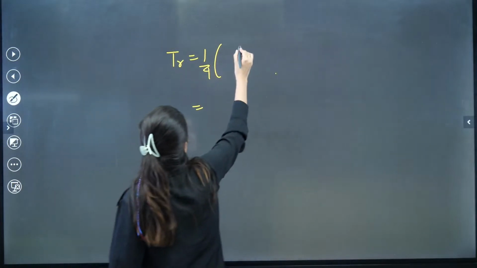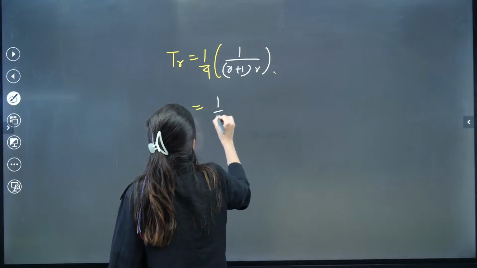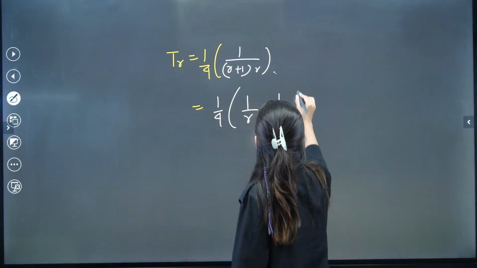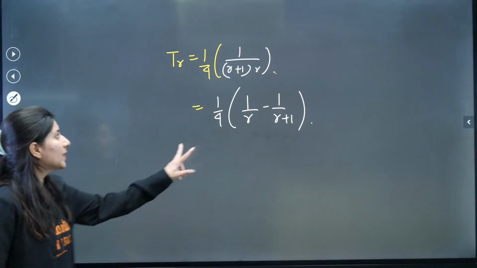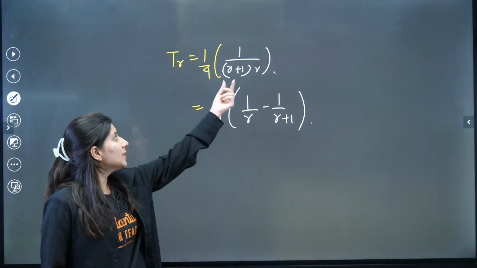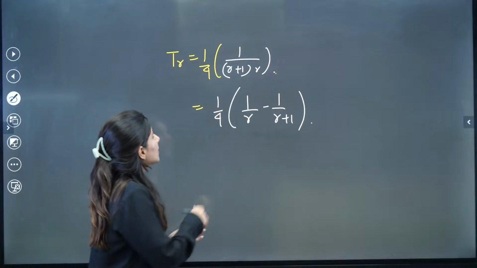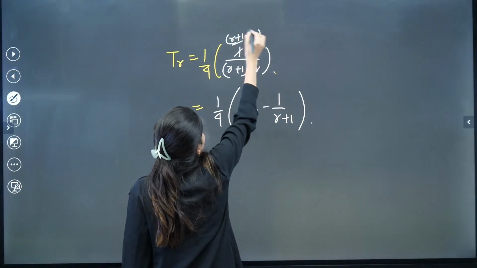You know how to solve these types of questions. So this is going to be 1 by R minus 1 by R plus 1. Right? Yes, telescopic series. So how do you do that? Basically, you just create a difference of these two factors. So 1 will be replaced by R plus 1 minus R and you just separate it out.